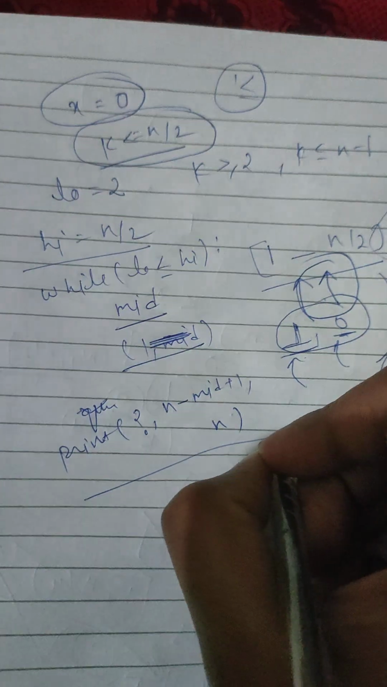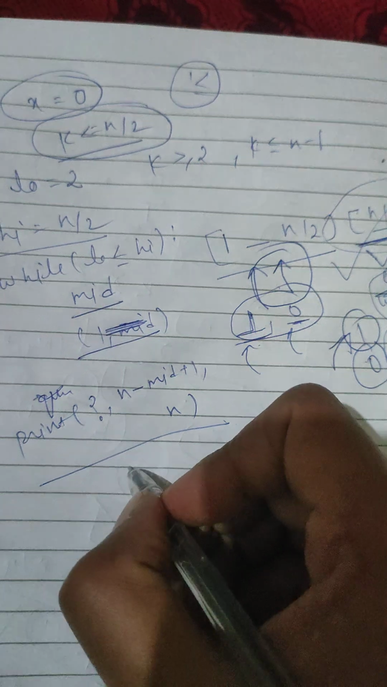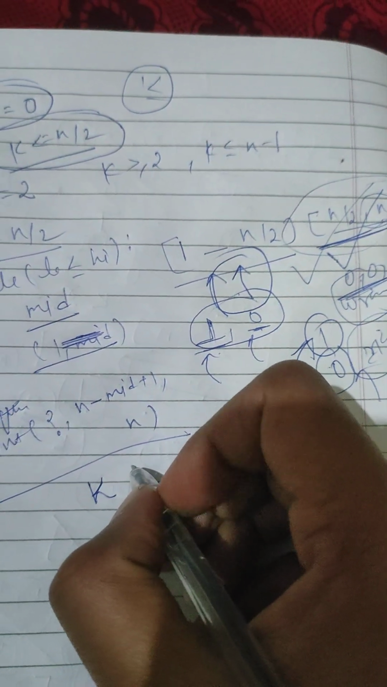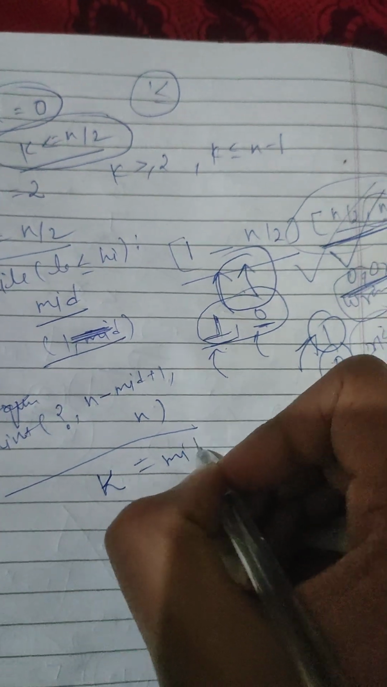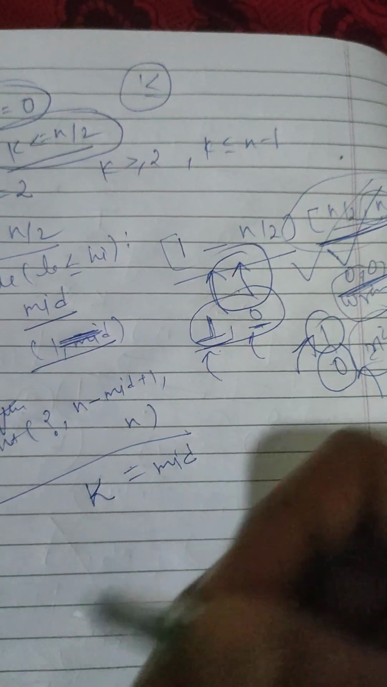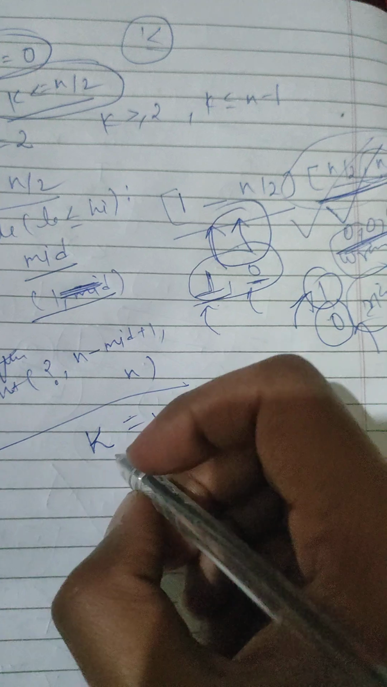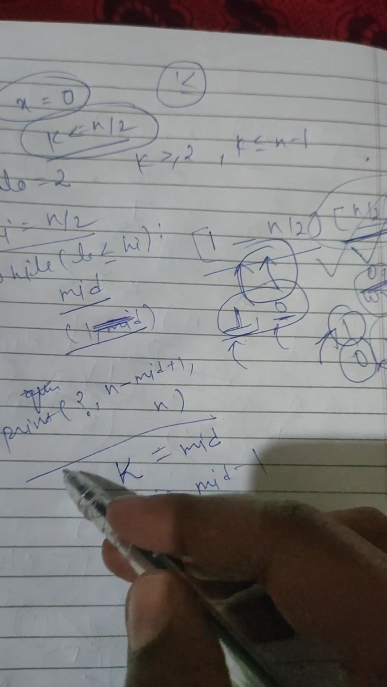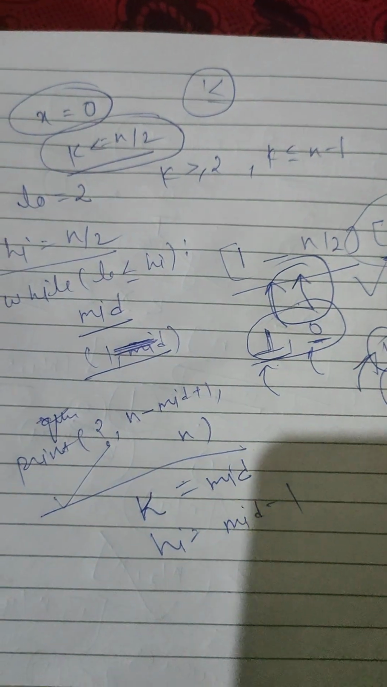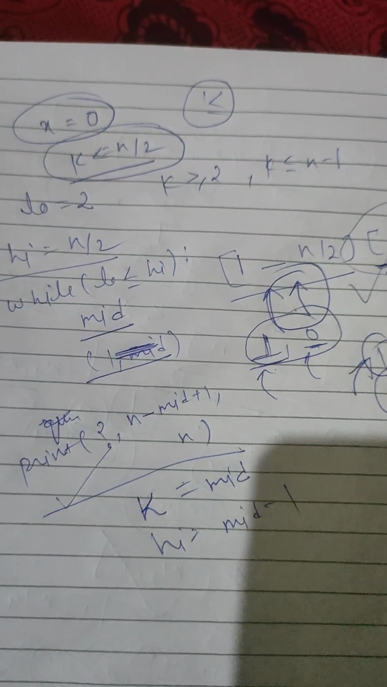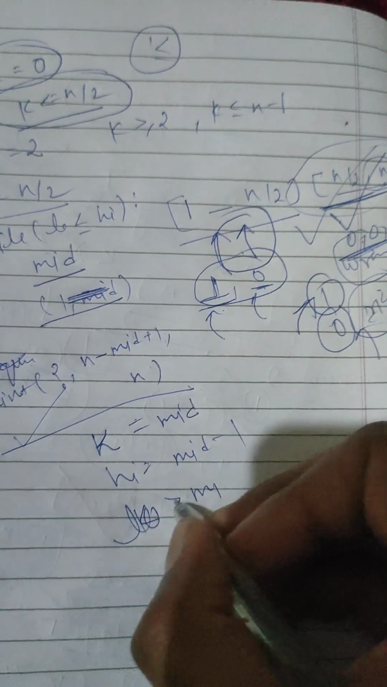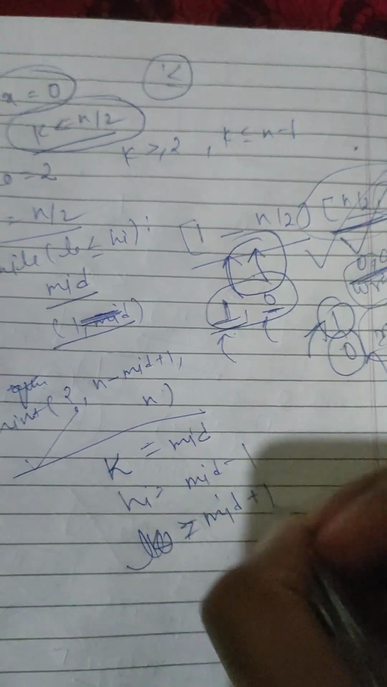And if we are getting right, that means k must be what? k will be mid, and it should be less than mid. Hi will be mid minus 1, and if we are getting wrong, then k should be greater than mid, obviously. That means lo will be mid plus 1.